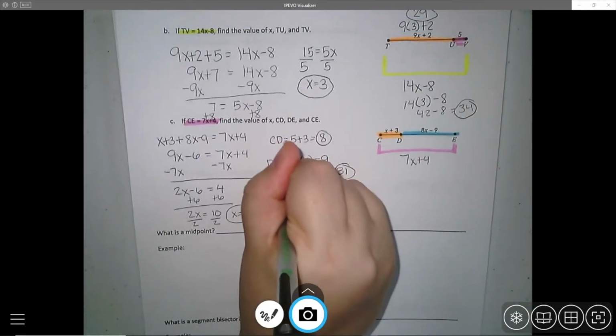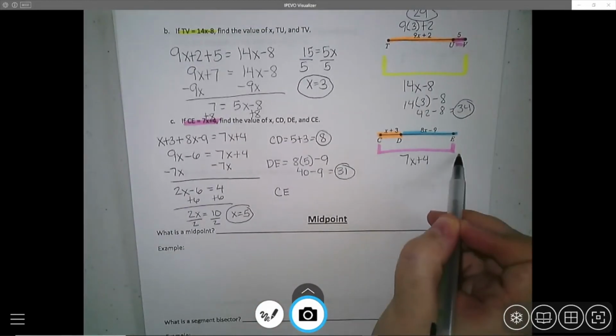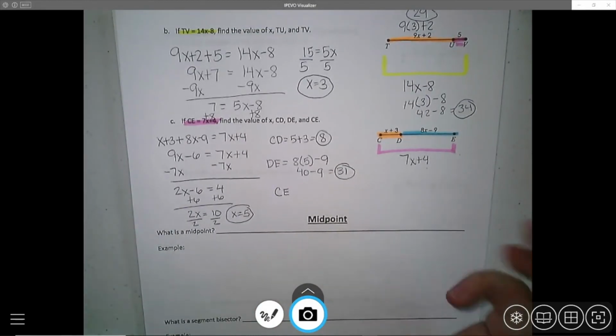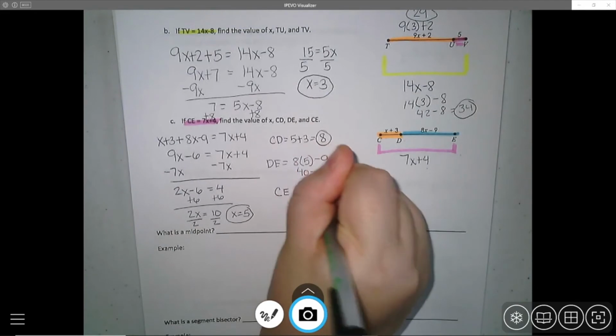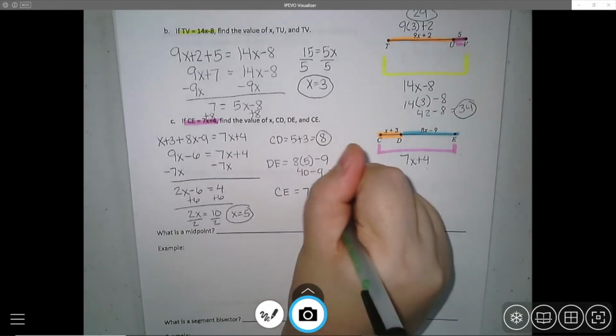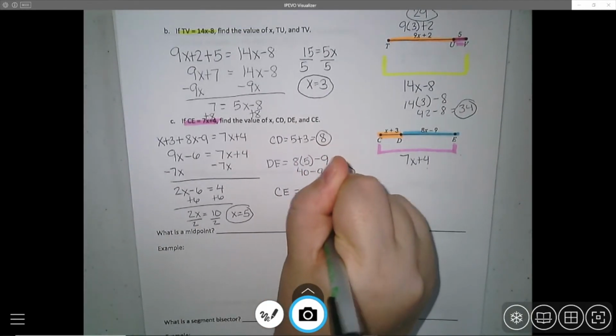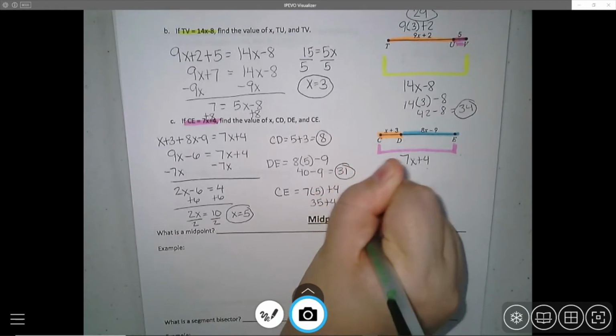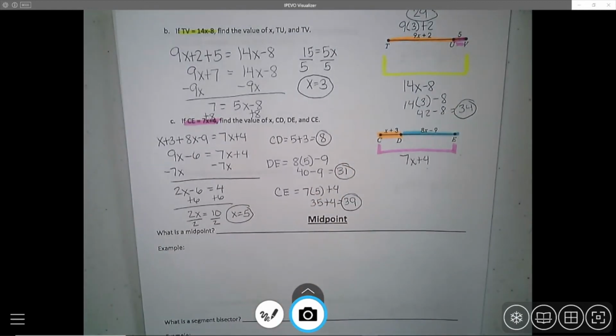And then CE, which is this whole thing of 7x plus 4. That'd be 7 times 5 plus 4. That's 35 plus 4, which is 39. Okay, and there would be all of my answers.